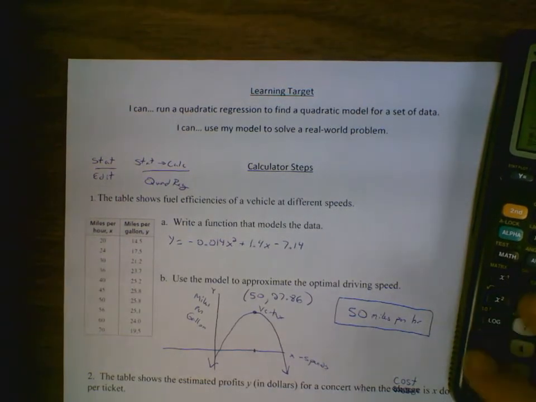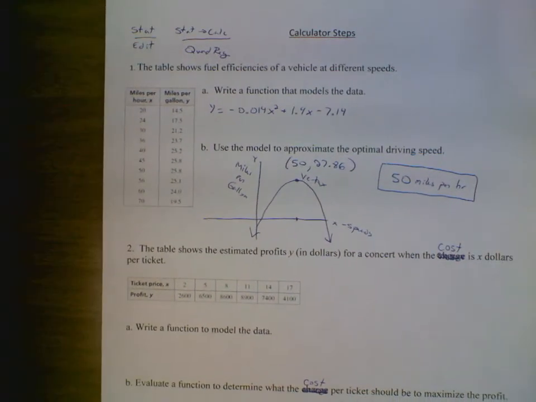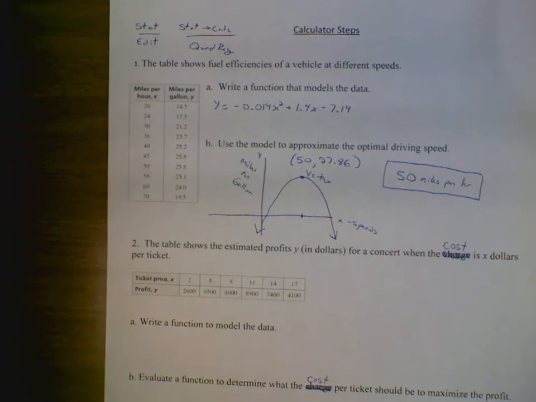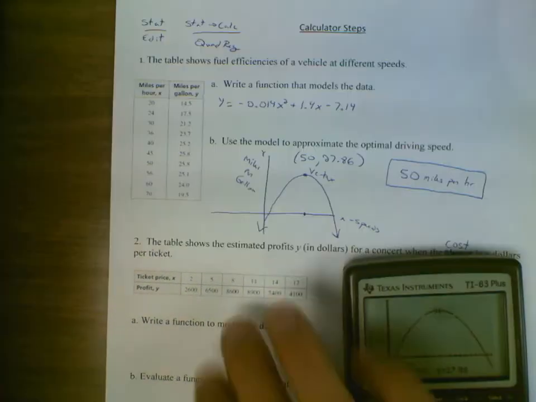All right, let's go ahead and look at a second example here. It says the table shows the estimated profits y in dollars for a concert when the cost is x dollars per ticket. So once again, we want to get the data into our calculator.